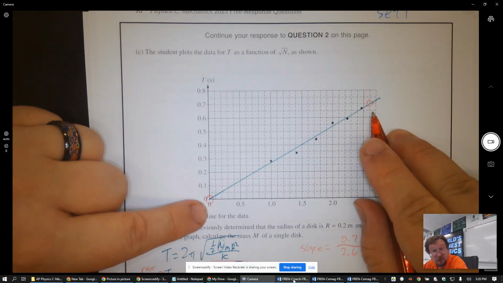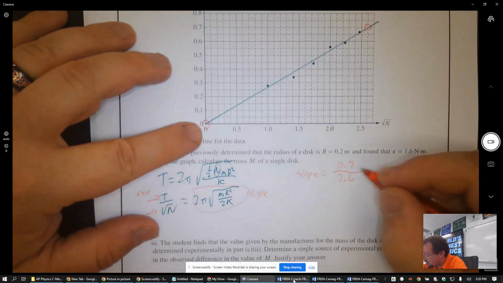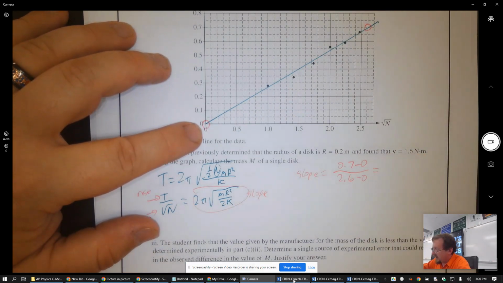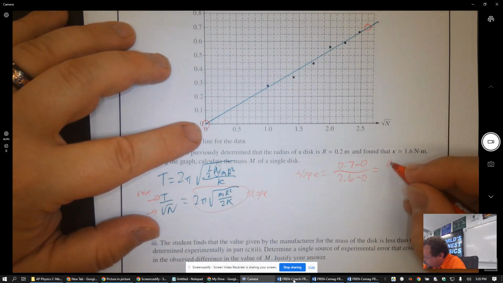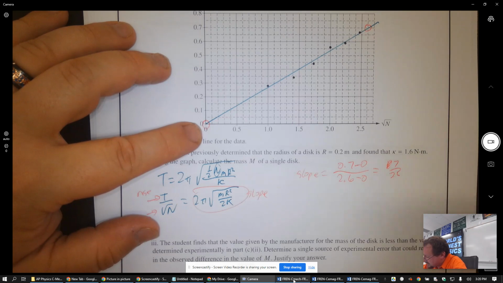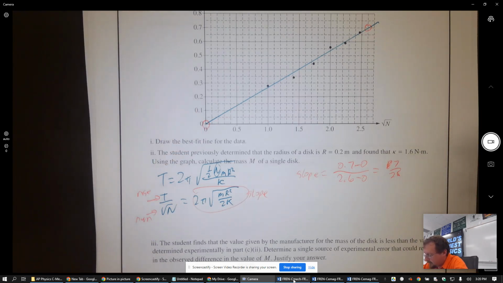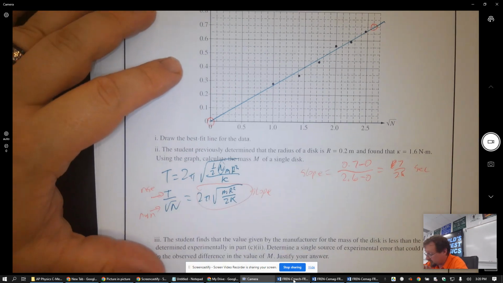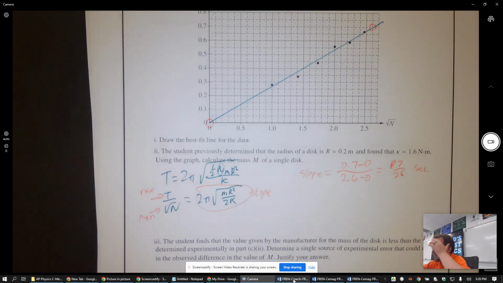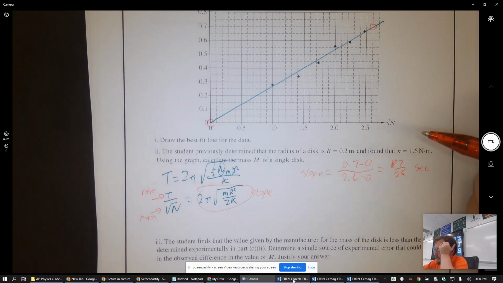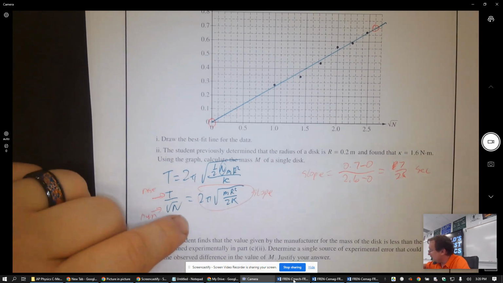Yes, actually do put the rings around the points. You're taking 0.7 over 2.6. It's whatever 7 over 26 is. Okay, what are the units of that? That's actually seconds, a number of seconds, because N has no units. It turns out it's a countable number. Okay. Oh, I've got to set that equal to this.